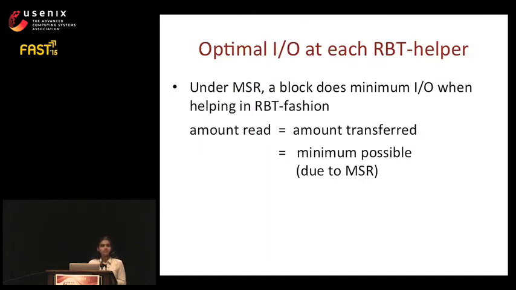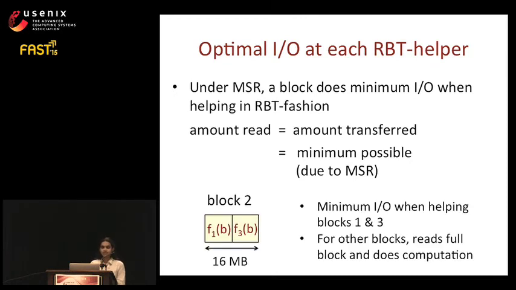Under MSR, whenever a helper does reconstruct by transfer, it is doing minimum IO. This is because under reconstruct by transfer, the amount of data read is equal to the amount of data transferred. And under the MSR framework, we know that this is the minimum amount possible. So in our example, block 2 would be doing the minimum amount of IO when helping blocks 1 and 3 in reconstruction. For helping reconstruct other blocks, it will have to read the full block and do computation just like in the underlying code.